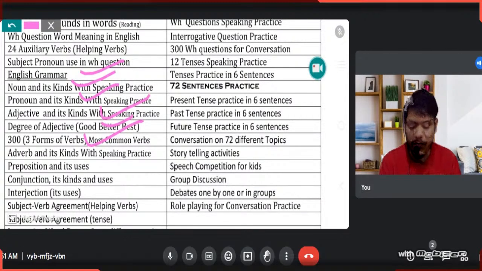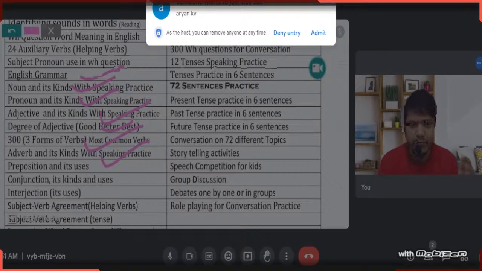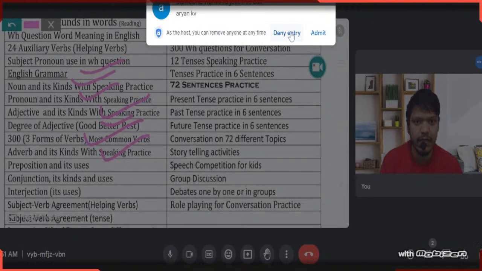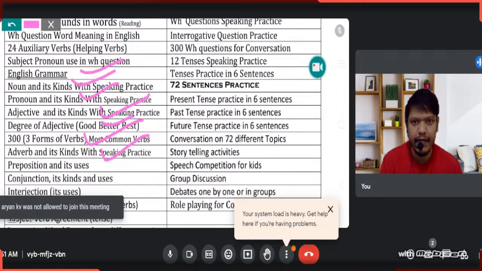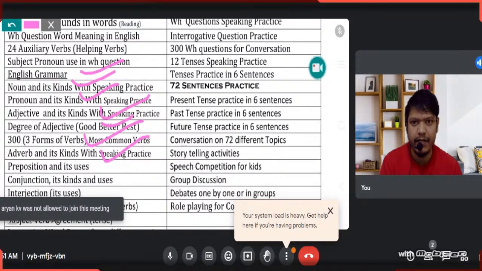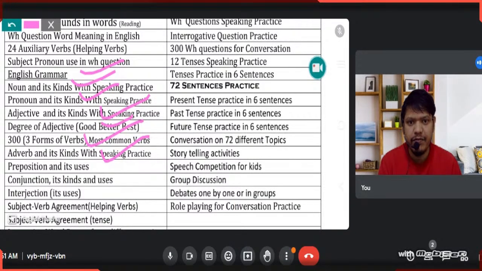There are also five forms of the verb, which can be studied well. Adverb. What is an adverb? Adverbs are those words which describe a verb or every part of speech except noun, pronoun and interjection. We must make sure about that. So next, what should we become aware of? The use of preposition, the next content, and how it has to be used, the kinds of preposition.